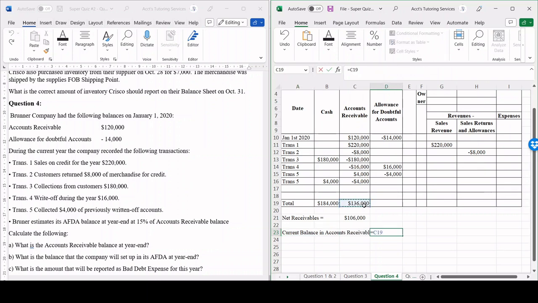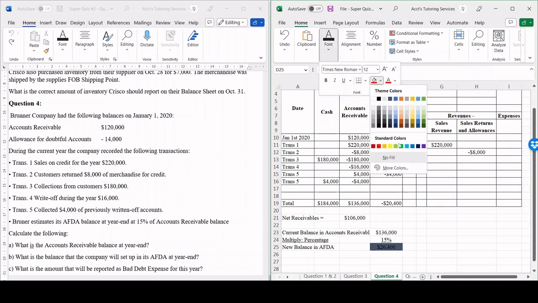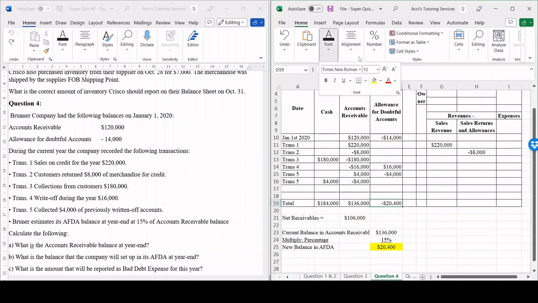So the current balance in accounts receivable is $136,000. We're going to multiply this by the percentage, which we're saying is 15%, to calculate the new balance in AFDA. Whenever we do this calculation, this is always a new balance in AFDA. I'll explain what that means right now. So this new balance is going to be negative 2,400. Very important. Let me color code it for you guys. This is the new ending balance in AFDA.